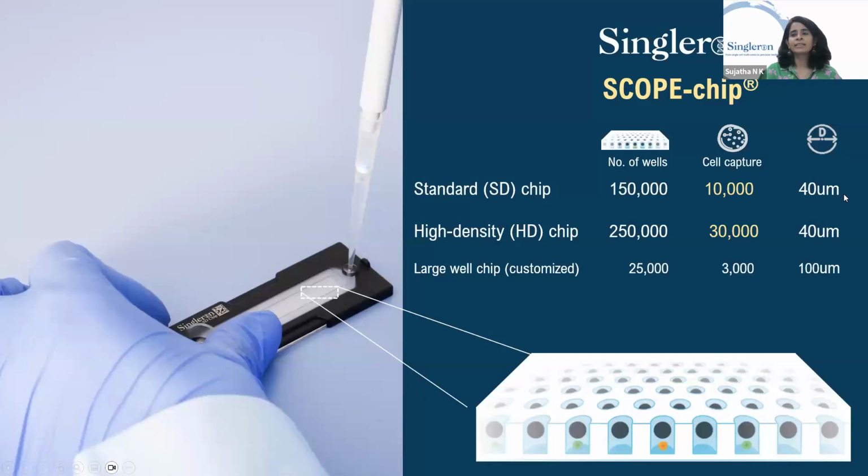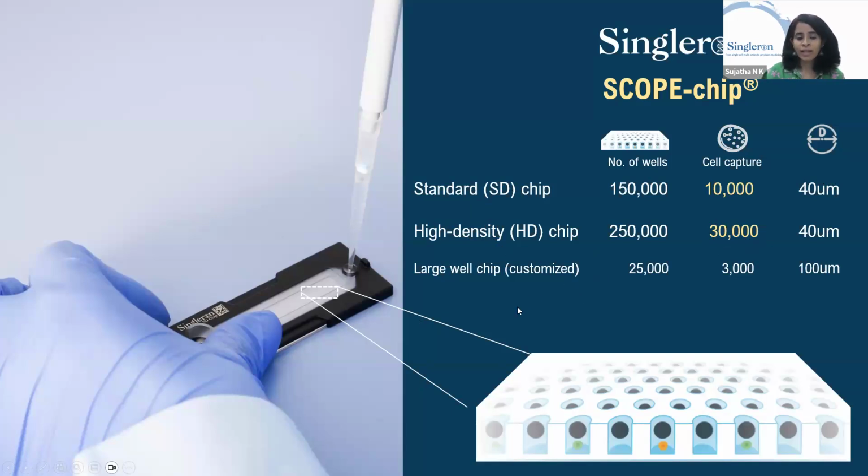The size of these wells is about 40 microns. That's sort of the limit. In many of the single cell technologies, you capture cells lower than this. If you're interested in capturing higher numbers, more than 10,000, we do have a high density version of the same chip where you can target up to 20 to 30,000 cells.